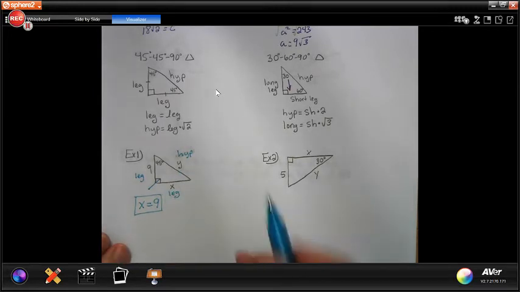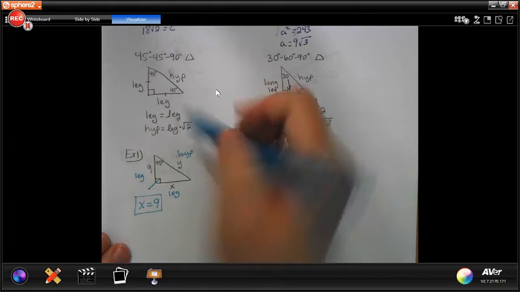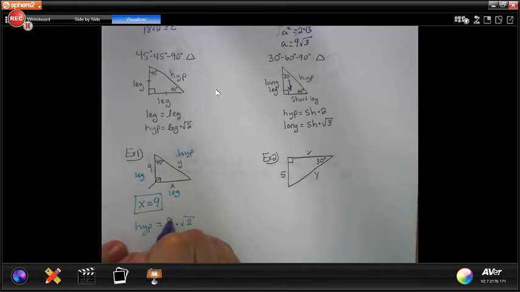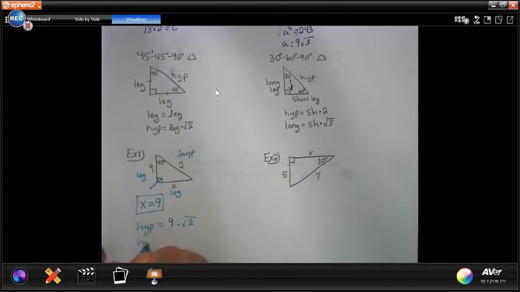Y is the hypotenuse. So we use the hypotenuse formula: hypotenuse equals leg times radical 2. Whatever your leg is, plug it in. Our leg is 9. So 9 times radical 2.